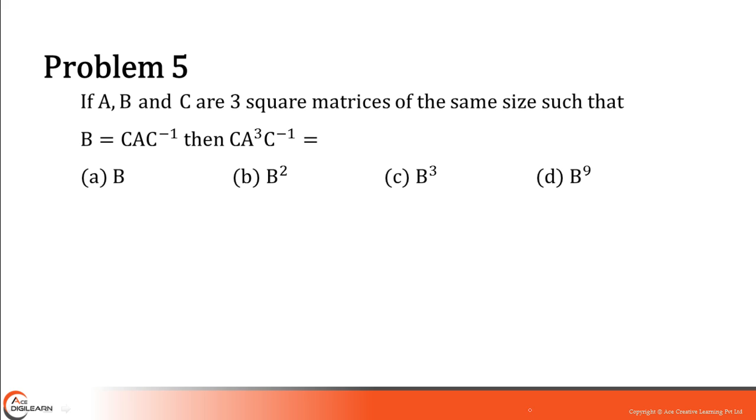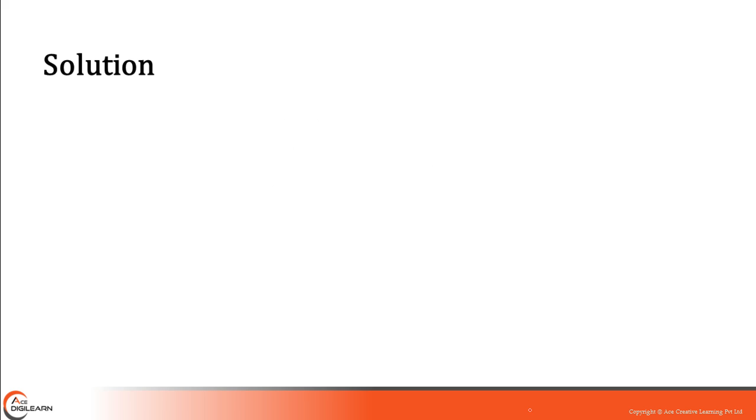Options are B, B square, B cube, and B power 9. Let us see the solution of it. B equals C A C inverse. By post multiplying C, we get BC equals CA.